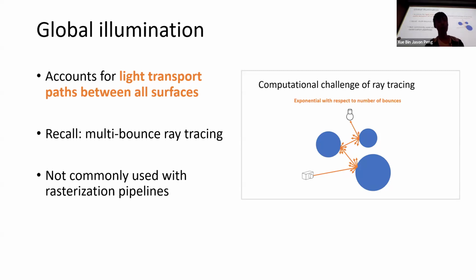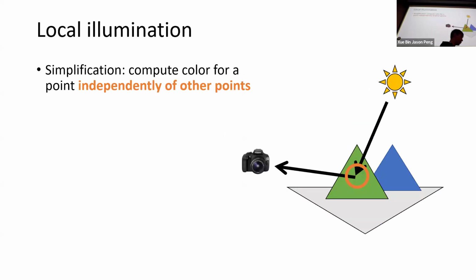And therefore, global illumination is generally not as commonly used in rasterization pipelines, which are often used for real-time rendering applications. For real-time applications, where you have to render images very quickly, we often use a more efficient illumination model in the form of local illumination models. Local illumination models try to simplify the cost of evaluating these illumination models by only focusing on local effects.